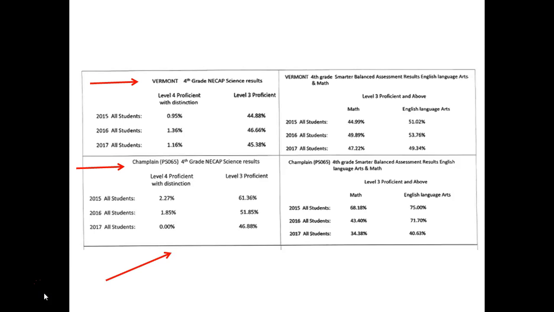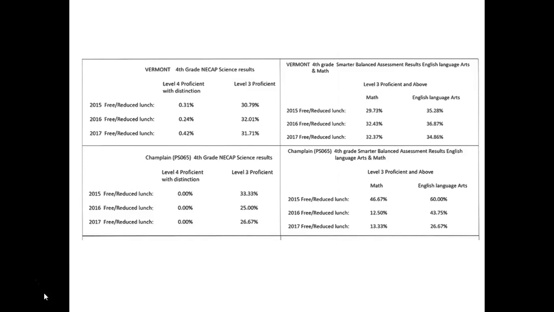Obviously, this is 2015 to 2017 and represents all students. Again, with the NECAP, all students. I have the same school. This is for Champlain. Again, we look at the Vermont at the top two parts, and then Champlain. This represents students on free and reduced lunch. So many would refer to this data as the achievement gap.